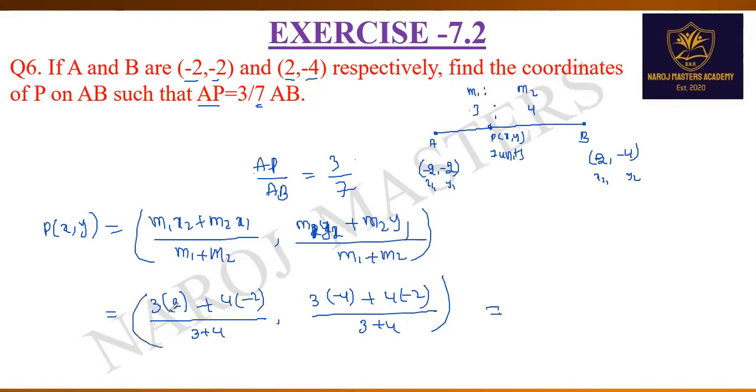So that is equal to (6 - 8)/7, comma (-12 - 8)/7. That is equal to 6 - 8 means -2/7, comma -20/7. Minus 2/7 and minus 20/7 are the coordinate points. So now look at the next question.